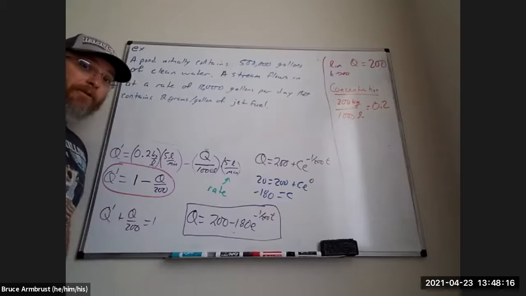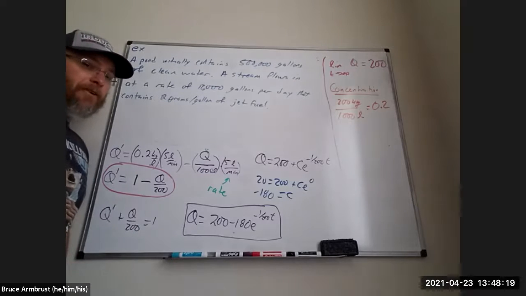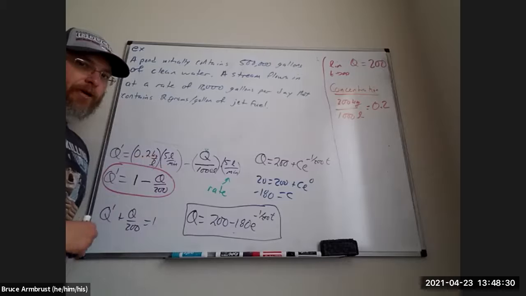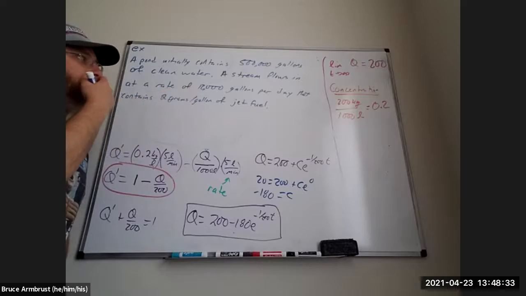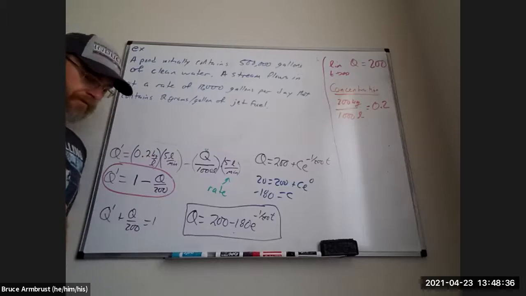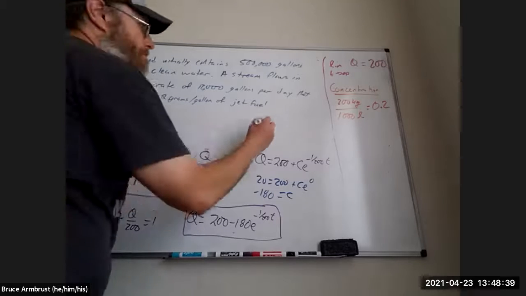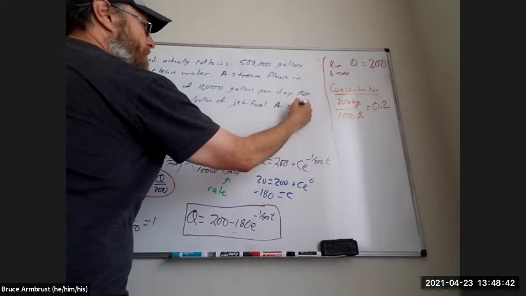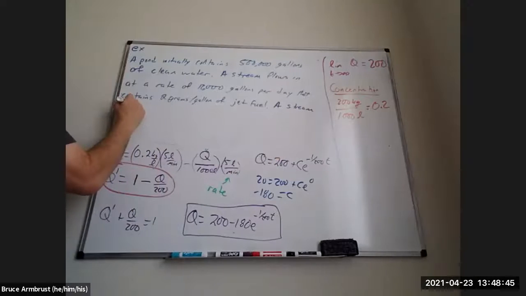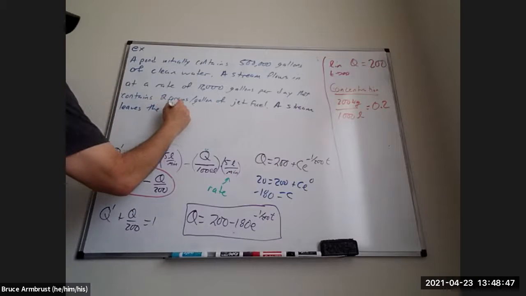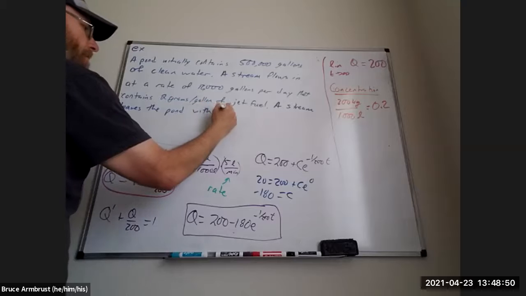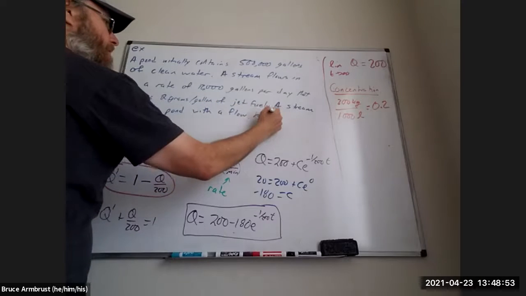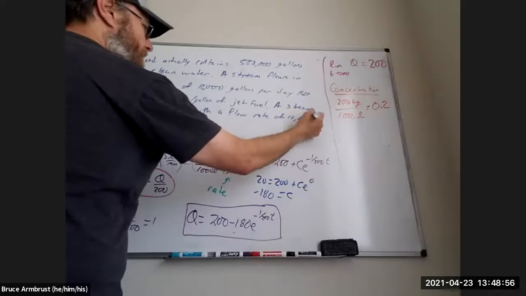So we're by an airport. The airport has a big underground tank that holds the jet fuel. But that tank is leaking, and it's getting into the water source. And so this stream that's flowing in contains this jet fuel. Okay, now there's also going to be a stream that leaves the pond with a flow rate of 10,000 gallons per day.